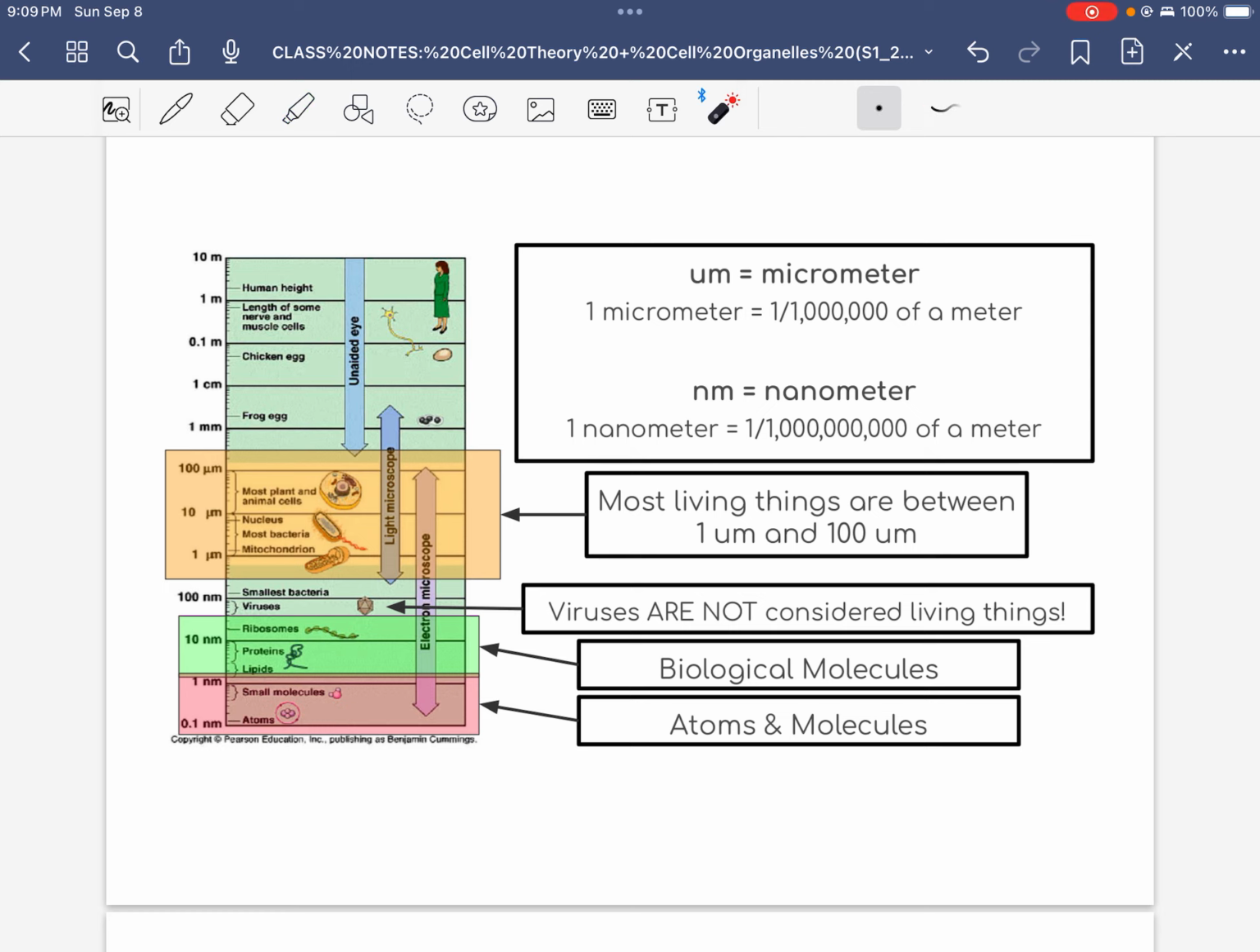All right, cells come in a variety of sizes, and over here we've got a scale of different sizes going from 10 meters, which is about 2 humans in size, to 1 meter, which is roughly a human size, and a little bit smaller, then down to 0.1 meter, 1 centimeter, and 1 millimeter. Every level here is decreasing by a factor of 10. This is a logarithmic scale. You might know that from your math classes.